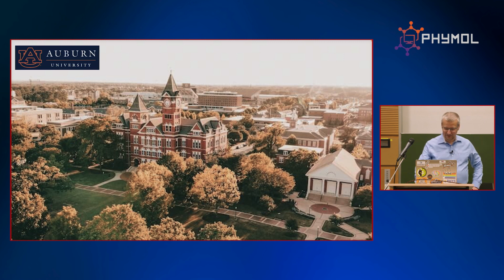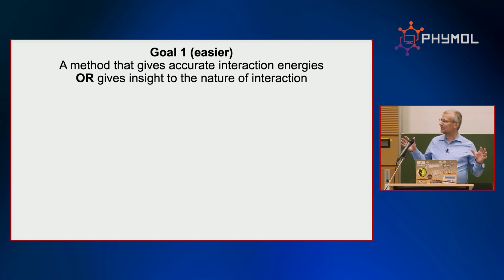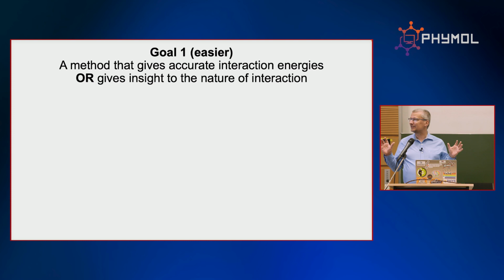So enough about Auburn, and we want to run some SAPT. First, why SAPT? What kind of goal are we addressing? First, let me put a broader and easier goal to satisfy, as we're all interested in intermolecular interactions, in general in weak interactions. We'd like to get the numbers right, and we'd like to understand the numbers. So let me put the goal in this form: we'd like a method that gives accurate interaction energies or gives insight into the nature of the interaction. And as long as there's this "or" in the middle of the sentence, we have plenty of good choices.